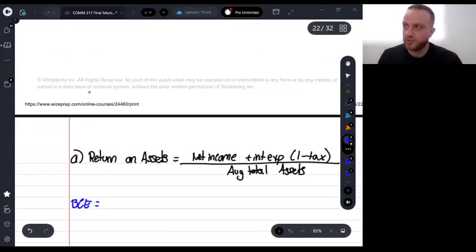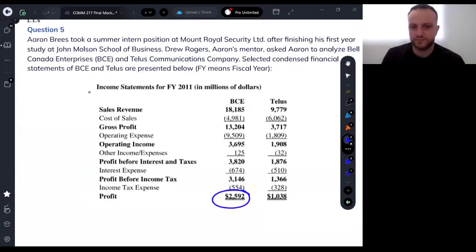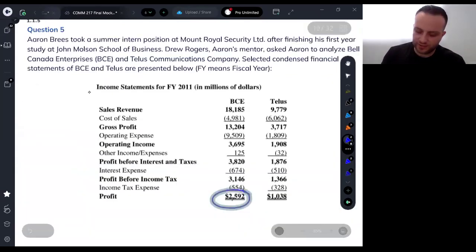So for BCE, we're gonna take the net income, which is the profit, which we need from the income statement of this. We're gonna add back the interest expense.